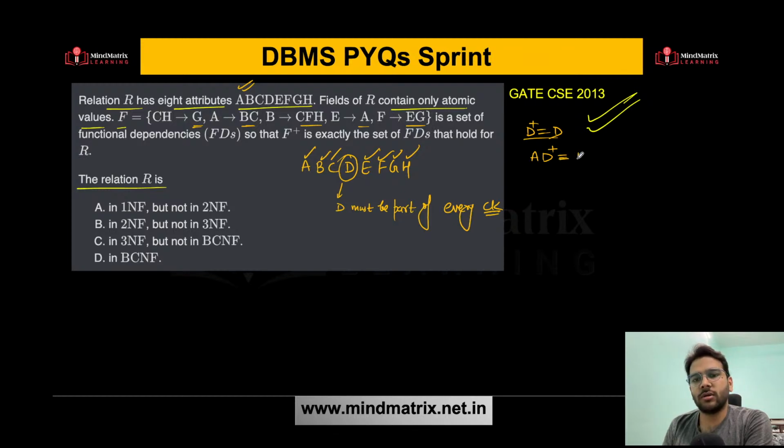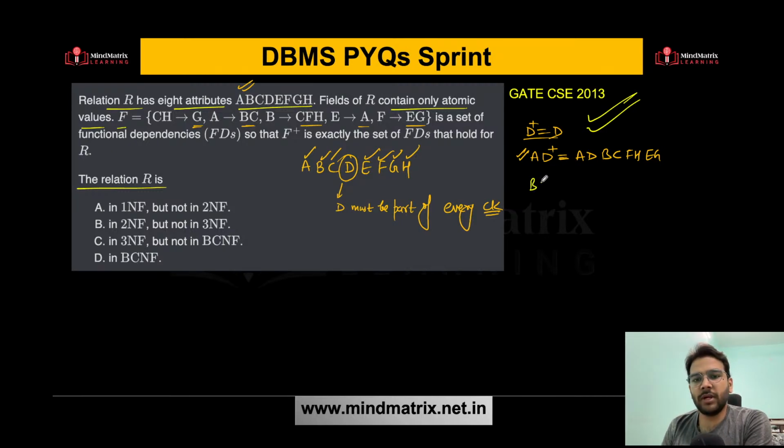AD closure. So I'm getting A, D, what else? Using A, I'm getting BC also. Anything else? Using B, I can get C, F, H also. Right? Using F, I can get EG also. Right? All the attributes we are getting. So yes, AD is my candidate key here.